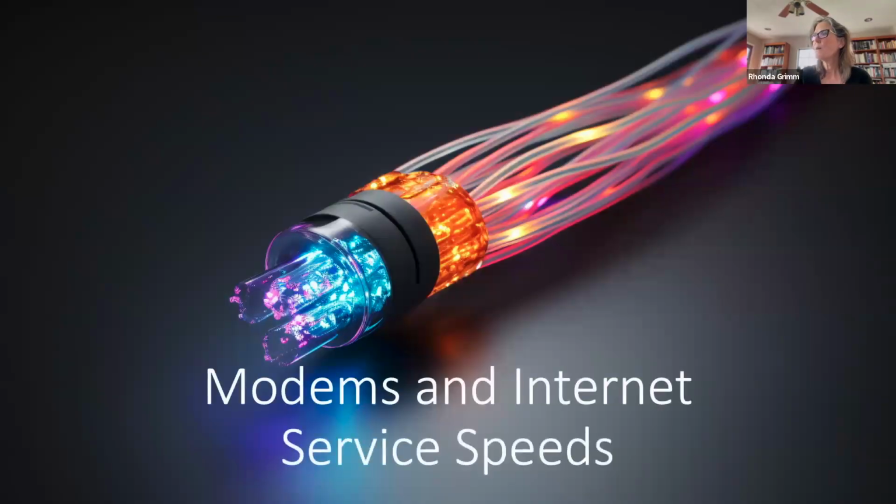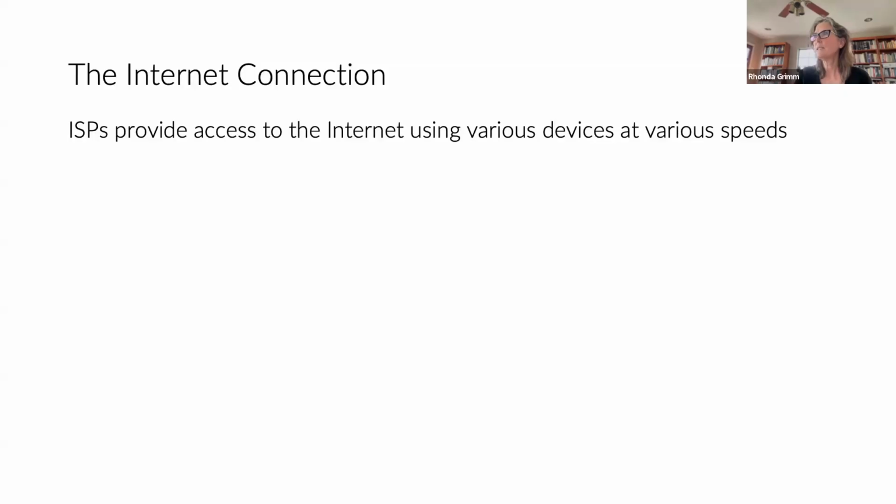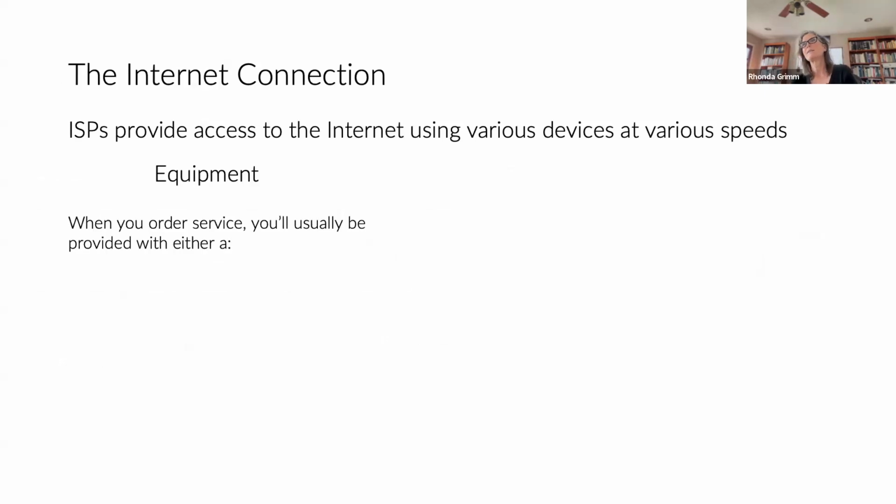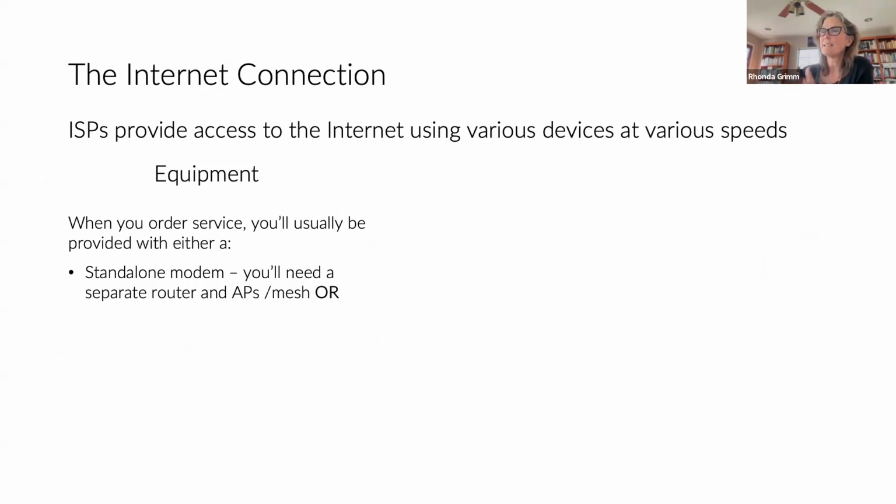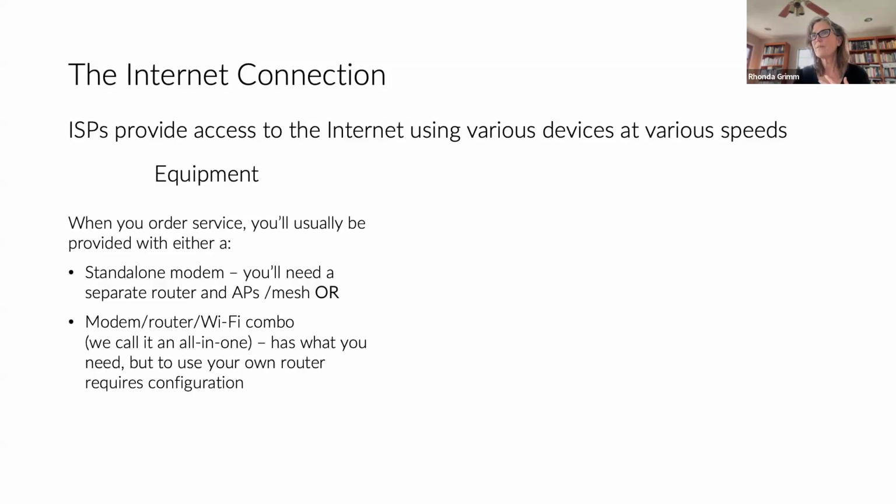And then we've got modems and internet service speeds. When you order service from your ISP, they're either going to give you a standalone modem, in which case you'll need a separate router and APs or mesh, or they're going to give you a modem, router, Wi-Fi combo. We call it an all-in-one, but it has what you need. But then you can use your own router if you'd like.